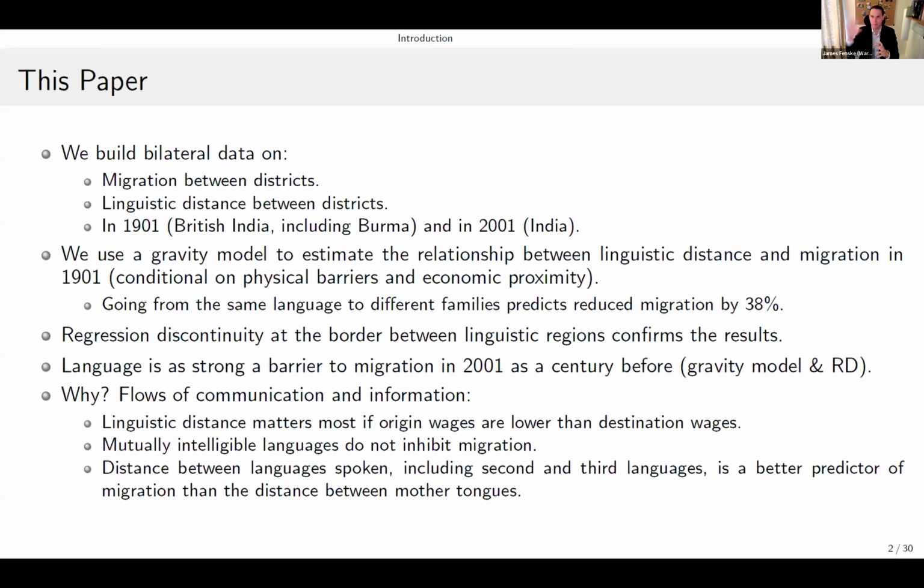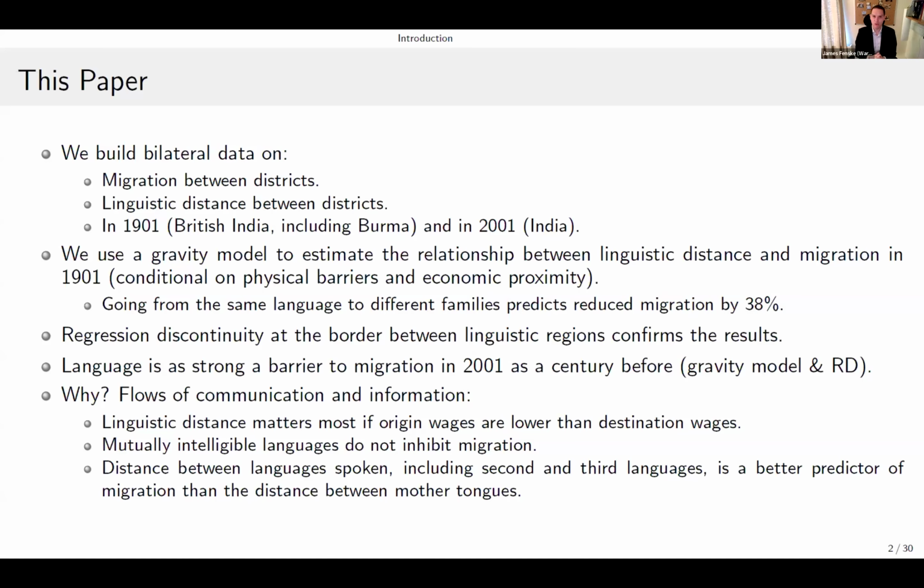Hindustani language, and I may have got those details wrong because I didn't write them down in front of me, that's going to be very related to other languages along that tree, say Punjabi, say Haryanvi, say Urdu, and it's not going to be related at all to a language like Tamil that's a Dravidian language. And so that's going to be how we build our baseline measure. We're going to do this for 1901, but we're also going to do this for 2001, 100 years later, using very similar measures of the number of people born in origin O who live in destination D.